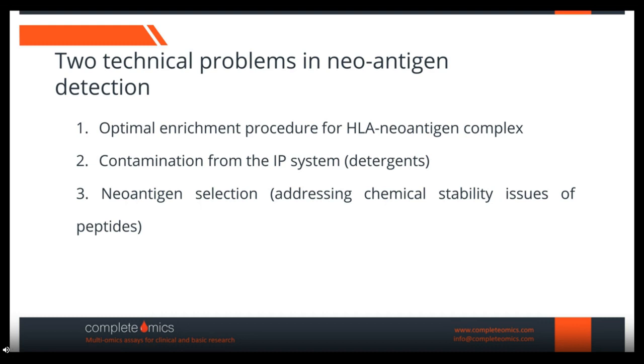The second big question is, how can you remove the contaminations from the IP systems to boost up your detection sensitivity? And the third question, which is actually very unique to neoantigen detection, is how can you stabilize all the peptides that have chemically unstable residues? So those are the three technical difficulties that we have solved when developing this MANA-SRM technology.